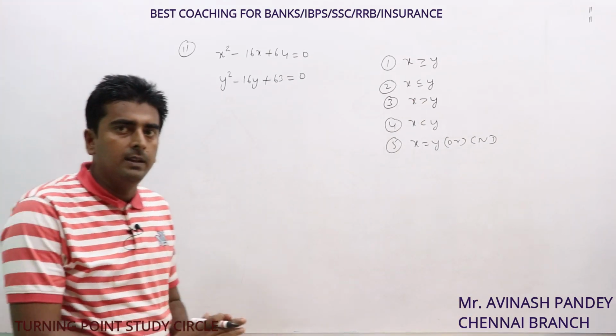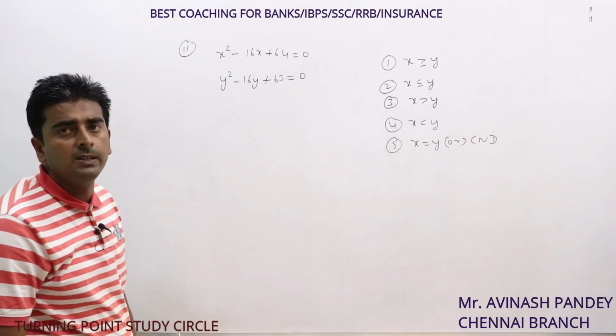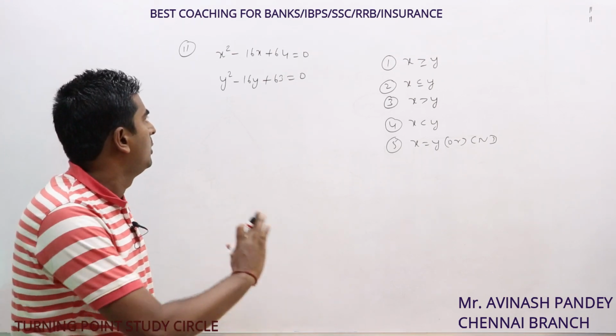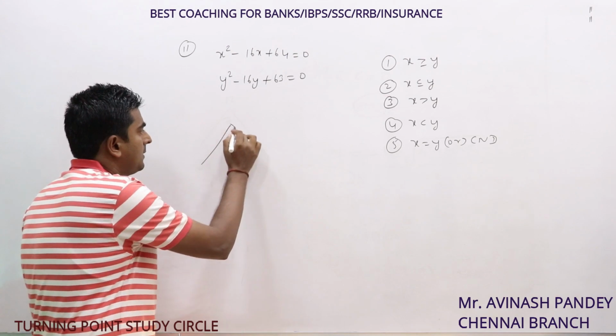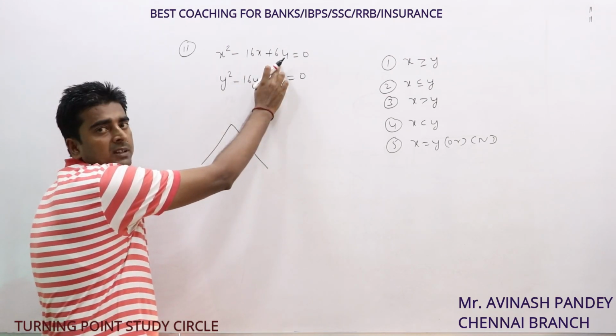So first question we have seen. Now second question. What they have given you: x square minus 16x plus 64 is equal to 0, y square minus 16y plus 63 is equal to 0. So again same thing. I am using the triangle method for the first case. The coefficient of x square is plus 1 and the constant value is plus 64.